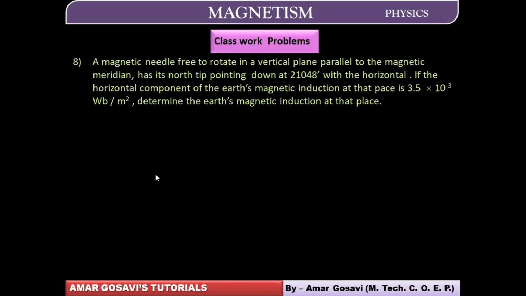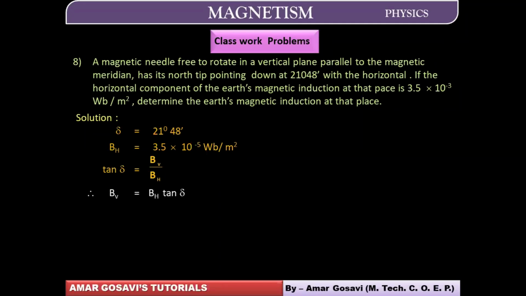So let's place the given things first. Delta, the angle of dip, is 21 degrees 48 minutes given to us. BH, that is the horizontal component, is given to us as 3.5 into 10 raised to minus 5. Okay, it's not minus 3, it's minus 5. Tan delta, we know it is BV upon BH. So we can find BV as BH tan delta. So substitute the value of BH as 3.5 into 10 raised to minus 5 into tan 21 degrees 48 minutes. This is something which you can substitute from the natural tangents in the log tables.